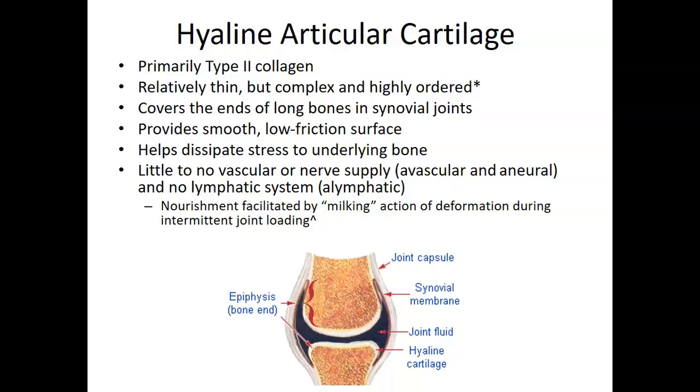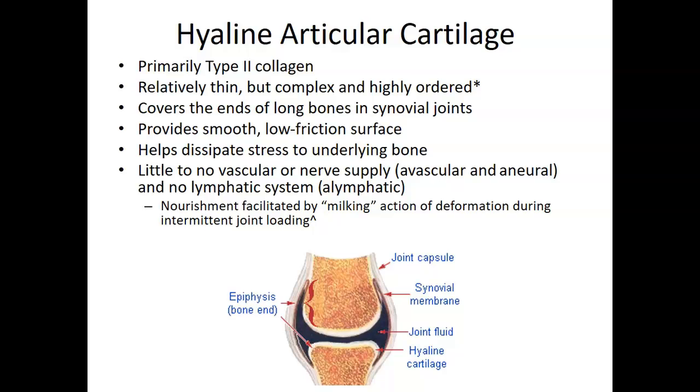It covers the long ends of the bones in those synovial joints. So that's the cartilage when you were in anatomy and you dissected the knee out or the end of a long bone. That whitish, gleaming, shiny, icy-like surface. That's the hyaline cartilage. It has low friction, so it allows easy movement between the two bones.